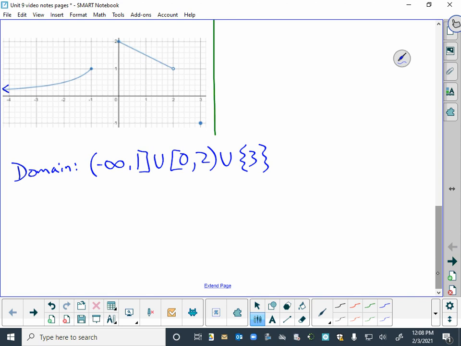Okay. So this would be, in inequality notation, I'd have to use a lot of ors. I could say the x's that are less than or equal to 1, or between 0 and 2, or x equals 3. So as an inequality, that's how I would have to define my domain there.